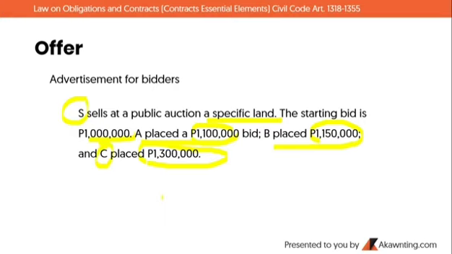Okay? The answer is no. In this case, meron pa ring option si S na tanggihan yung 1,300,000. Because advertisement for bidders is only an invitation to make an offer. So basically, ang nangyayari, hindi si S ang nag-o-offer dito. Ang nag-o-offer si A, si B, and si C. So ito yung offer nila: 1,100,000, 1,150,000, and 1,300,000 offer. Offer yung mga yan. Okay?